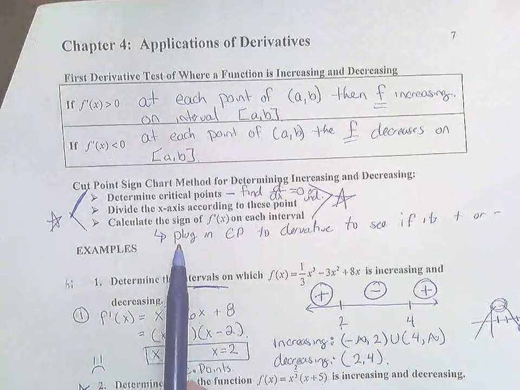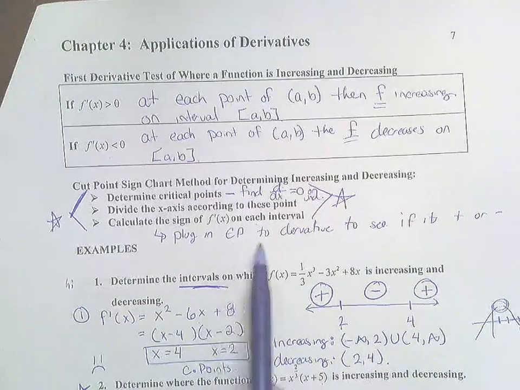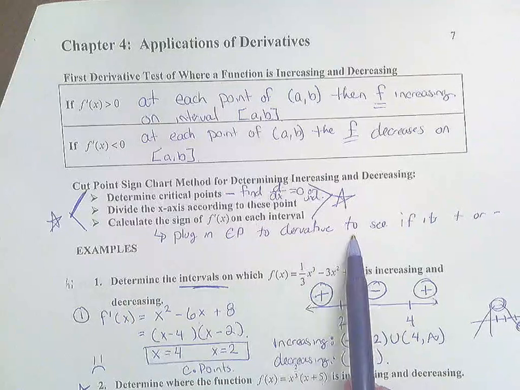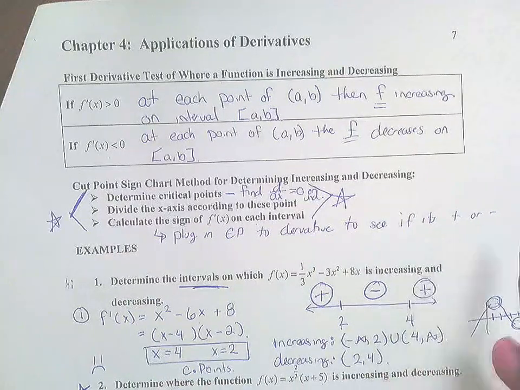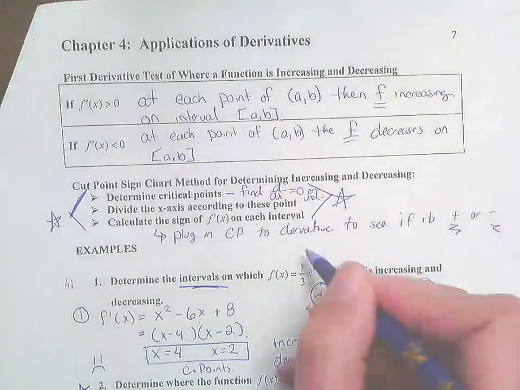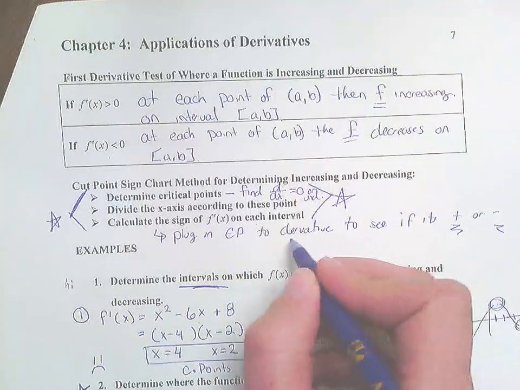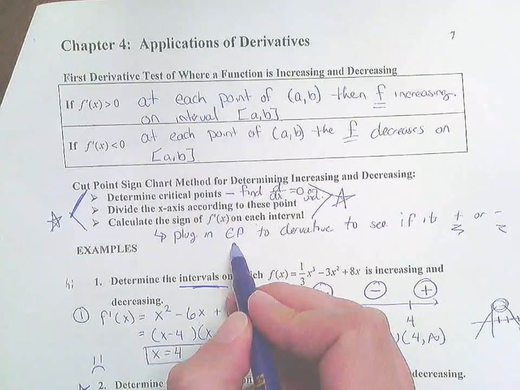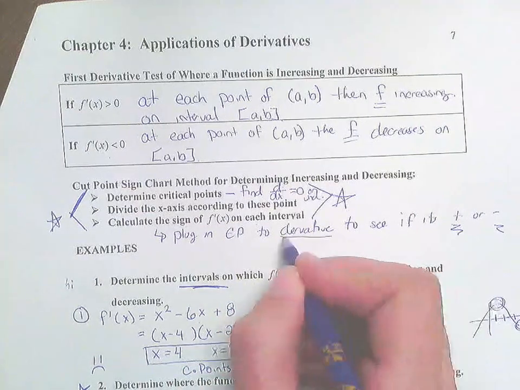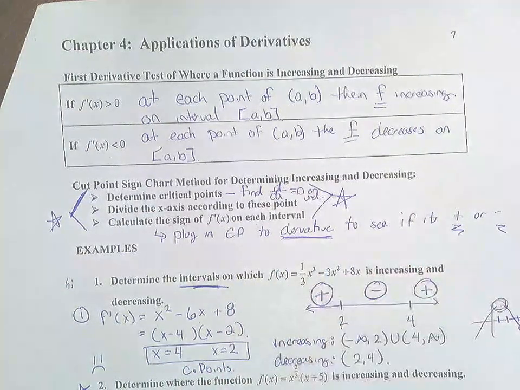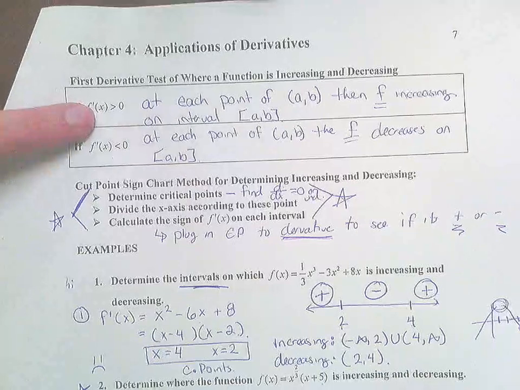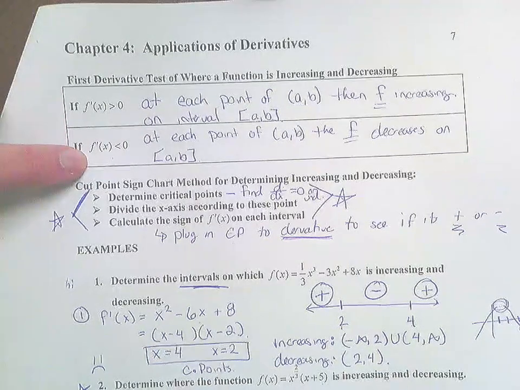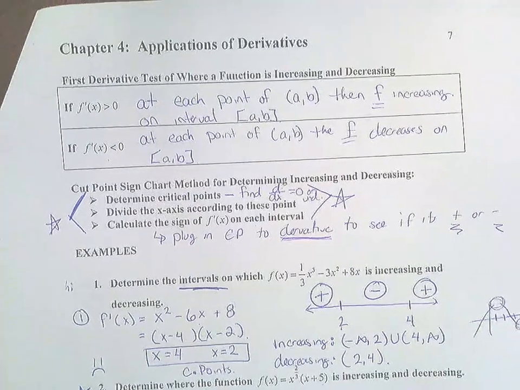And the way we do that is we plug in a test point to the derivative to see if it's positive or negative. Remember, it's different than what we did in section 1 because before we were plugging in the critical points to the original function because we actually wanted the y value of the original function. Right now we're going to plug it into the derivative because we want to know, is the derivative positive or is the derivative negative?